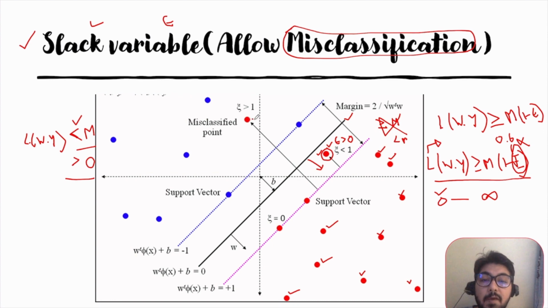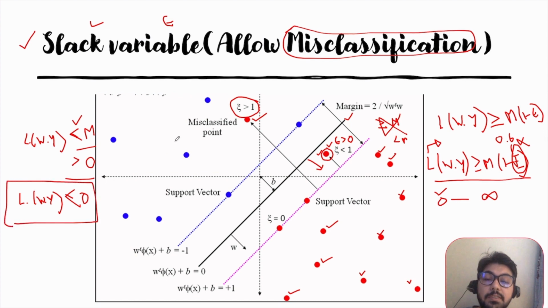For the points which have been misclassified, epsilon is greater than 1. So when epsilon goes greater than 1, the equation turns like this: W dot y is actually less than 0. The equation inverts its sign, and it says that this point has been misclassified. So by the introduction of the slack variable in the equation, we can allow some misclassification.